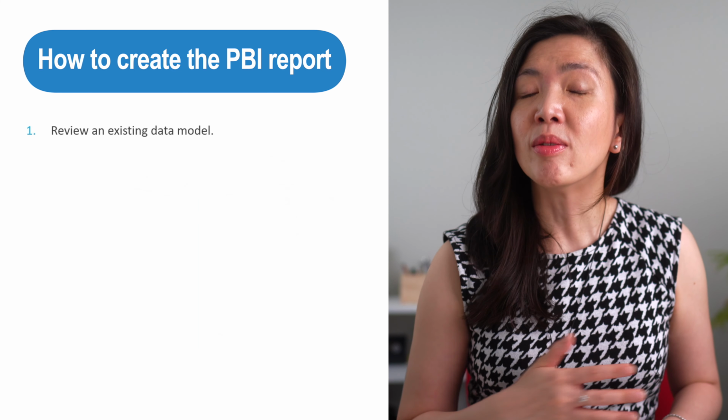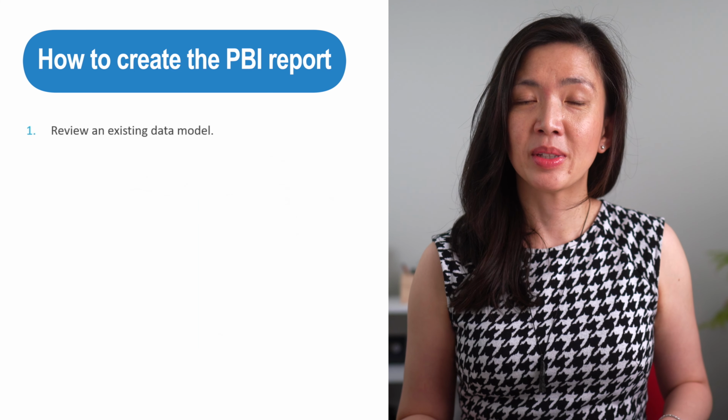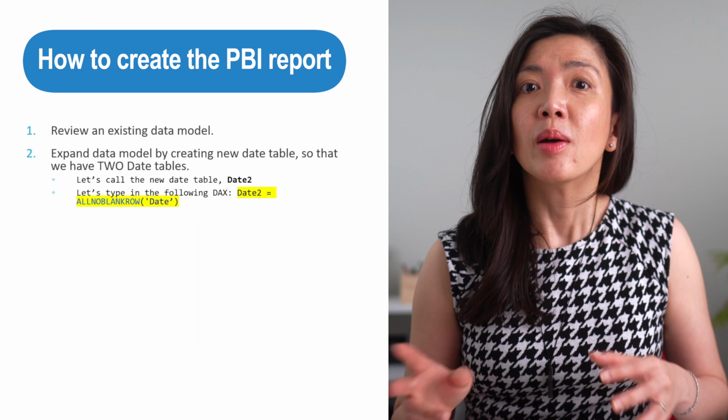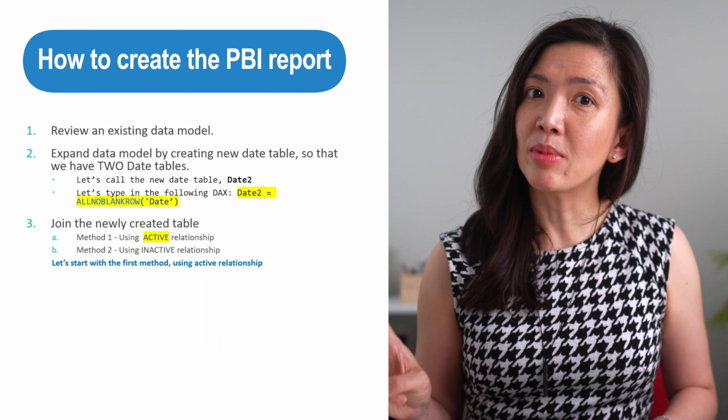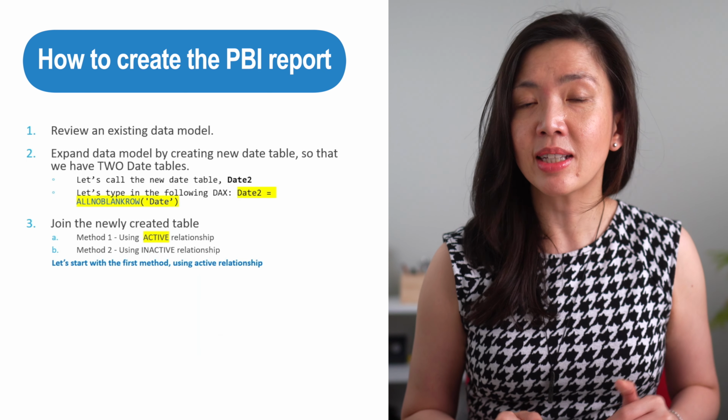There are 6 steps in total. Step 1 is to review our existing data model. And then in step 2, we will expand the data model by creating a new dates table. Step 3 is to join the newly created date table.